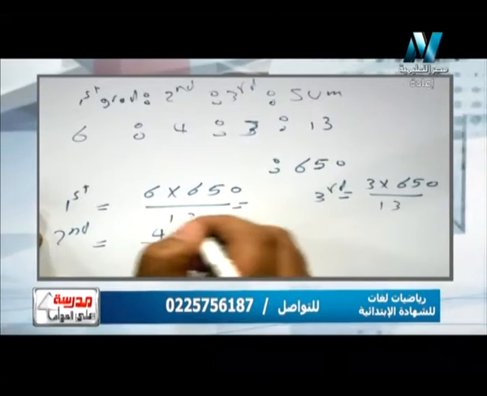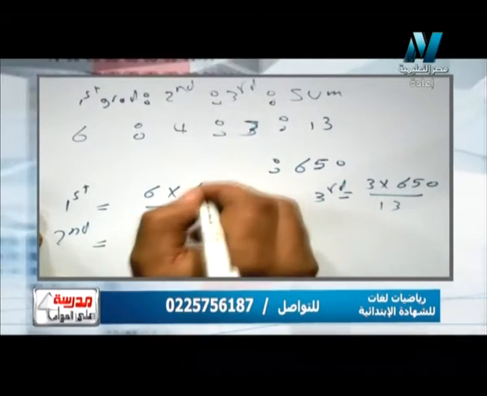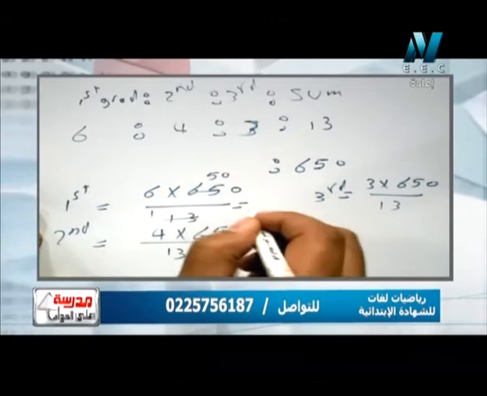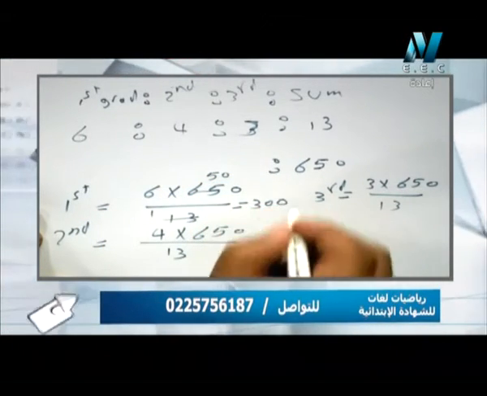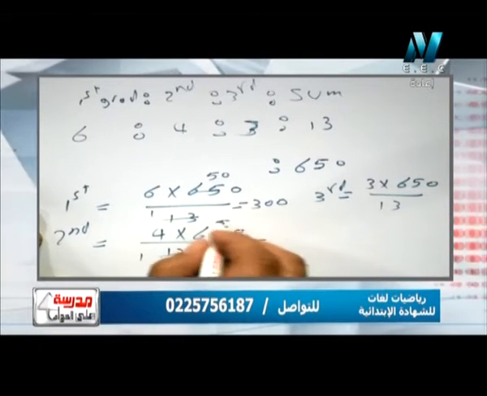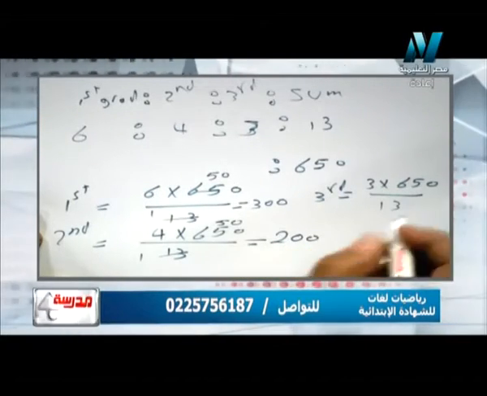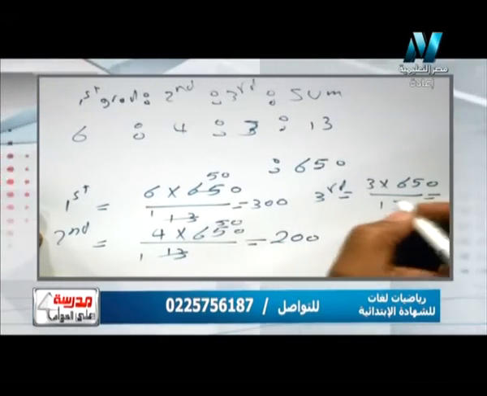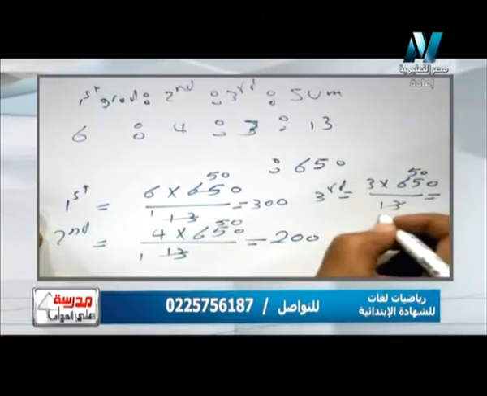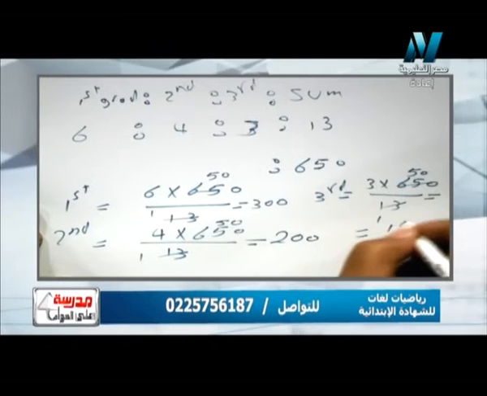We can now use the calculator to get the result, or we can divide to simplify. 650 divided by 13 equals 50. 6 times 50 equals 300. Excellent. By the same way, 4 times 50 equals 200. Yes. Finally, we have 3 times 50 equals 150.